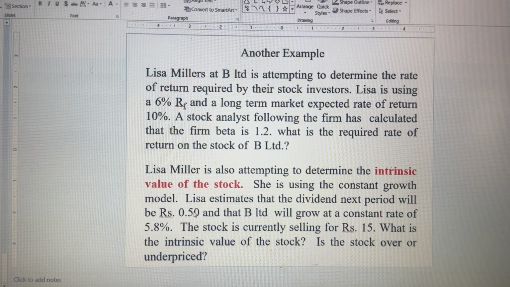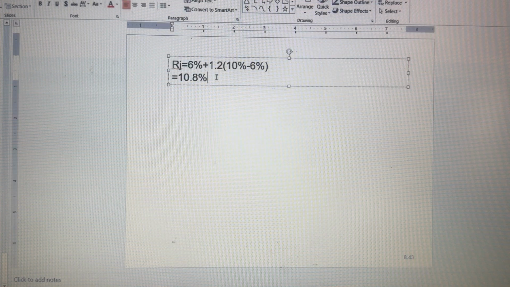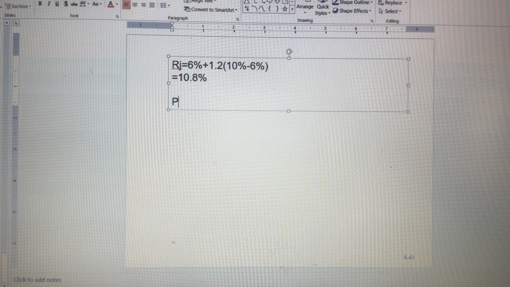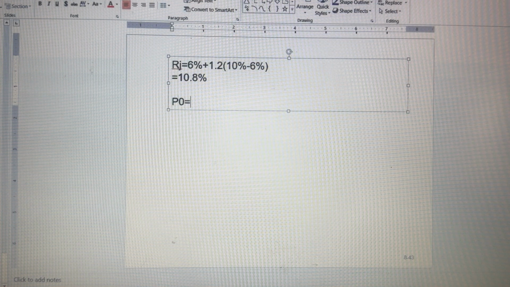Calculate the theoretical intrinsic value. The stock is currently selling at 15. What is the intrinsic value of the stock? So if you use what we learned in the last class, the constant growth model, how can we calculate today's price based on the constant growth model? We calculate today's price based on that.